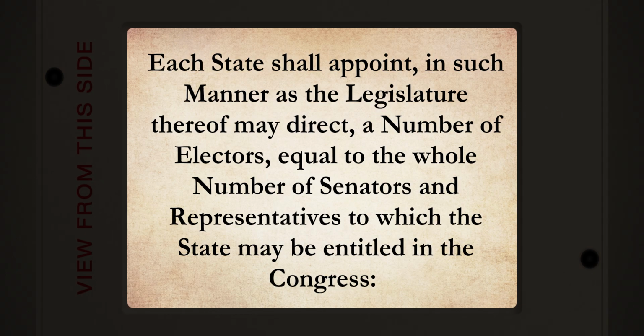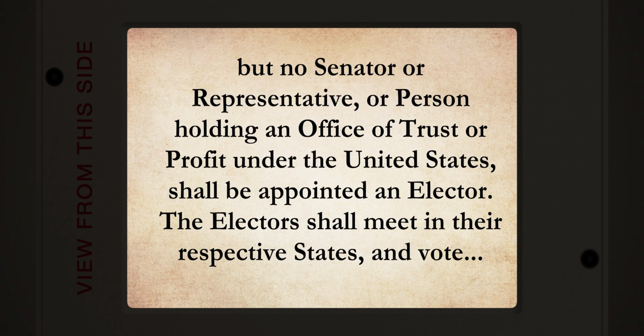This is what the Constitution says. Each state shall appoint, in such manner as the legislature thereof may direct, a number of electors equal to the whole number of senators and representatives to which the state may be entitled in the Congress. But no senator or representative, or person holding an office of trust or profit under the United States shall be appointed an elector. The electors shall meet in their respective states and vote.